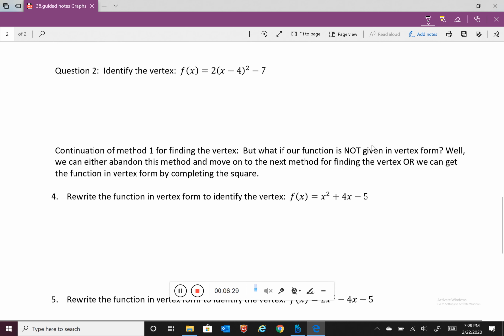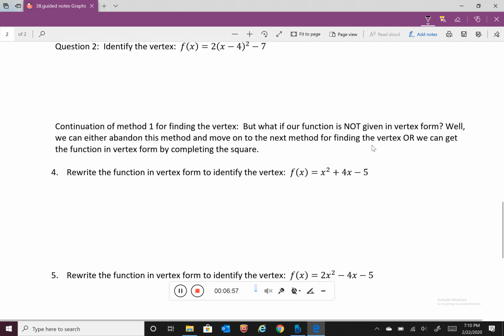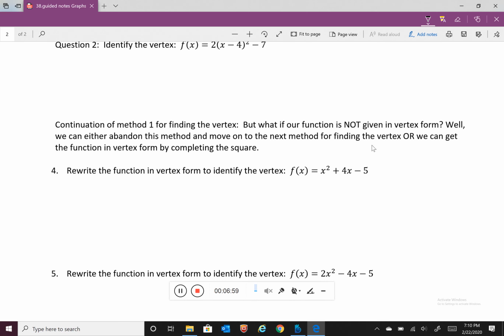We're going to continue with method 1 for finding the vertex, but the question that we must ask ourselves is, what happens if our function is not given in vertex form? Well, we have 2 choices. We can either abandon this method and move on to the next method that we're going to cover for finding the vertex, or we can actually get the function in vertex form by completing the square. So we're going to run through the steps of how to get this in vertex form.